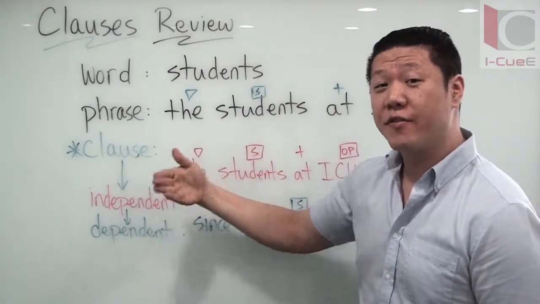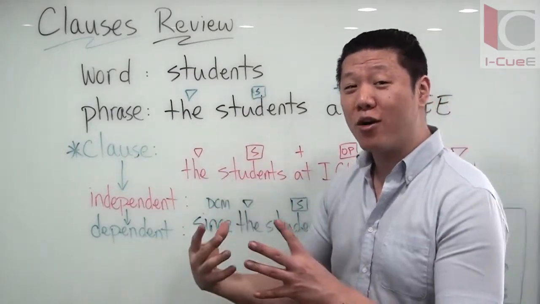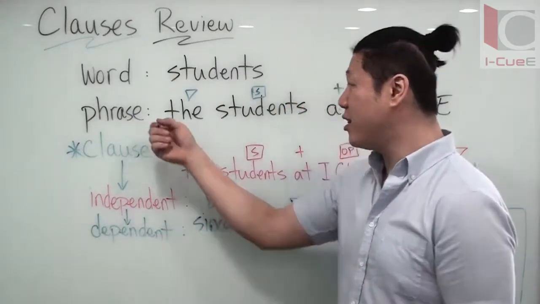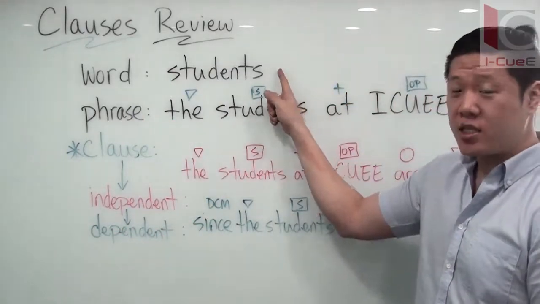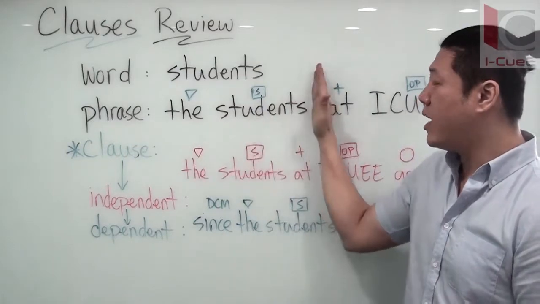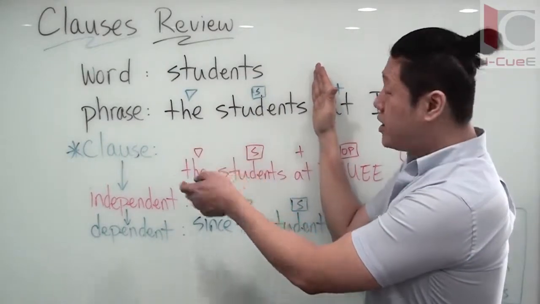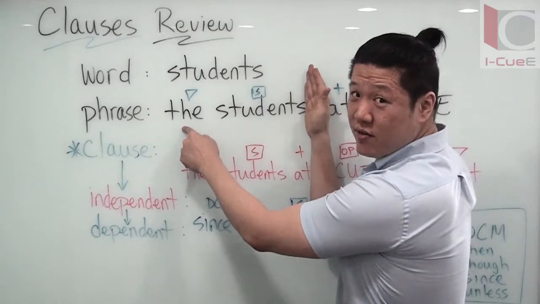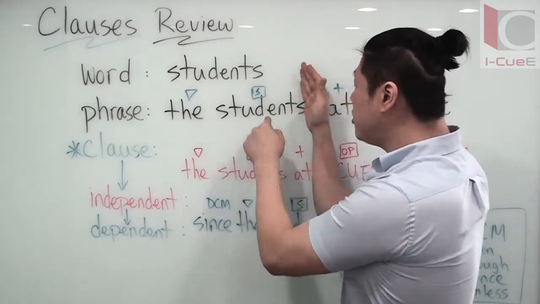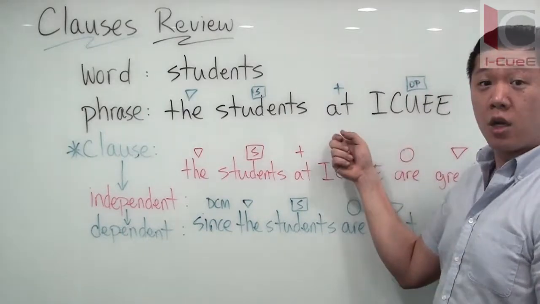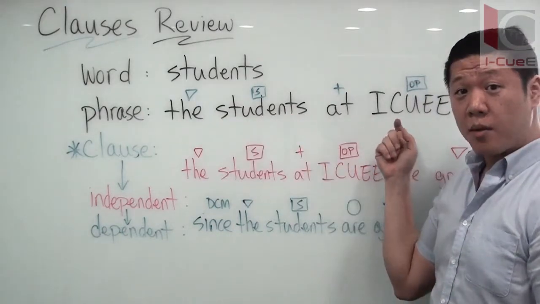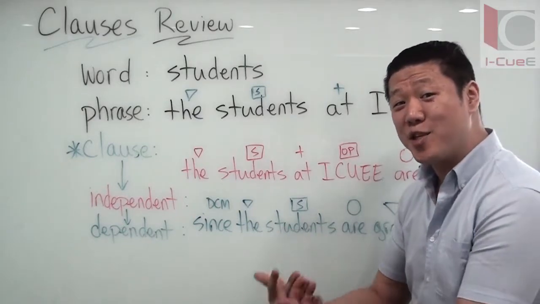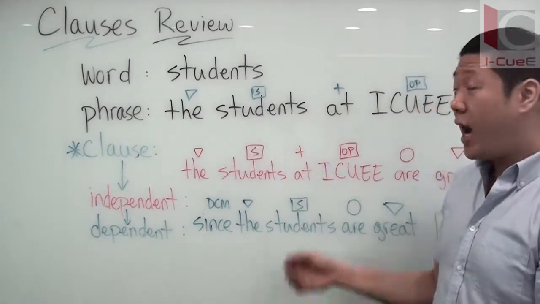Phrase. Remember, what is a phrase? A phrase is a group of words missing either a subject noun or a verb. So in this phrase, instead of just students, I have the students. I could stop there. This is a phrase because I have a subject noun, but I do not have a verb. I have an adjective, an article, right? So the students at IQ. Still, it's longer, but what am I still missing? It's missing either a subject or a verb. I have a subject. I don't have a verb.